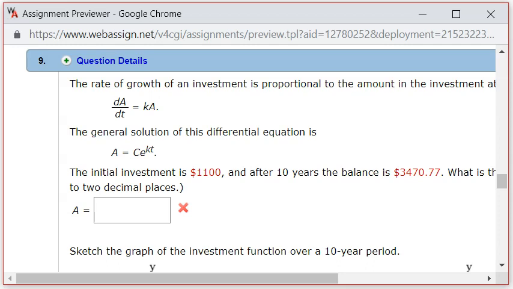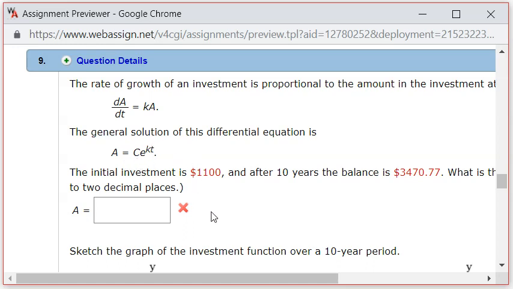All right, let's look at homework 11.1, problem number 9. We have a differential equation, dA/dt = kA, and its general solution is A = Ce^(kt).